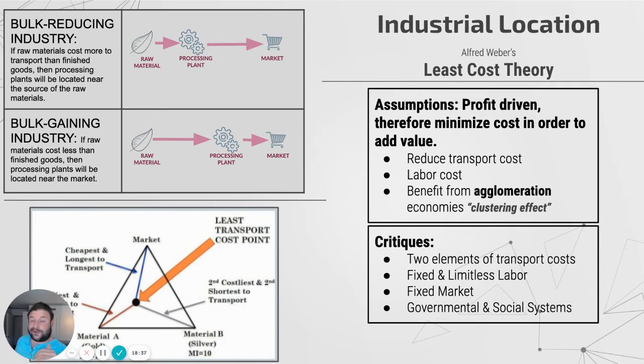Gold is going to be a bulk reducing industry. Silver is too, because it's from the earth. So you're going to purify it. You're going to get rid of a lot of the impurities when you boil it down, when you heat it up and crush it, right? And then the finished product is actually less bulky. Like syrup, anything that's bottled is going to be heavier. It's a bulk gaining industry. Milk, bulk gaining industry. It's actually a weird one when you think about it. Okay, so least cost theory, optimizing profit based on location. Similar theme as we've talked about before.